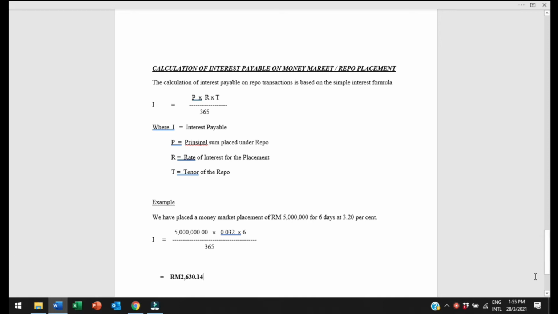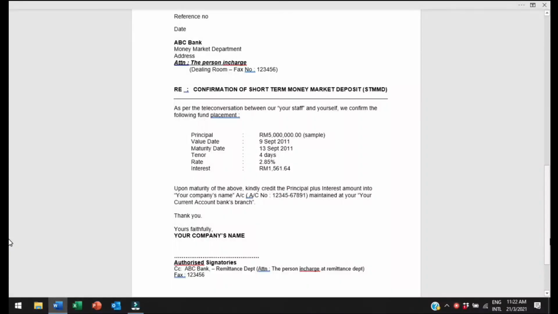Let's say that we have placed a money market placement of 5 million for 6 days at 3.2%. Based on the formula given just now, the interest will be 2,640 ringgit. Now, I want to show you the sample of the money market placement letter. It is quite straightforward, and you can look at the screen now at the sample of the letter.